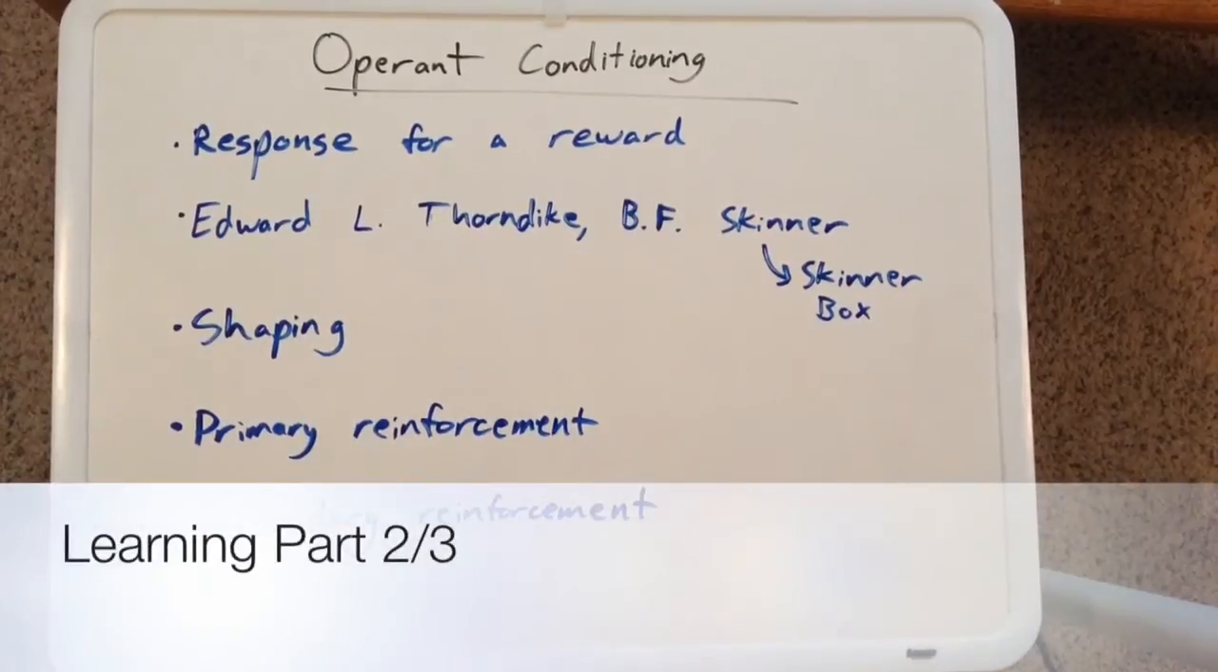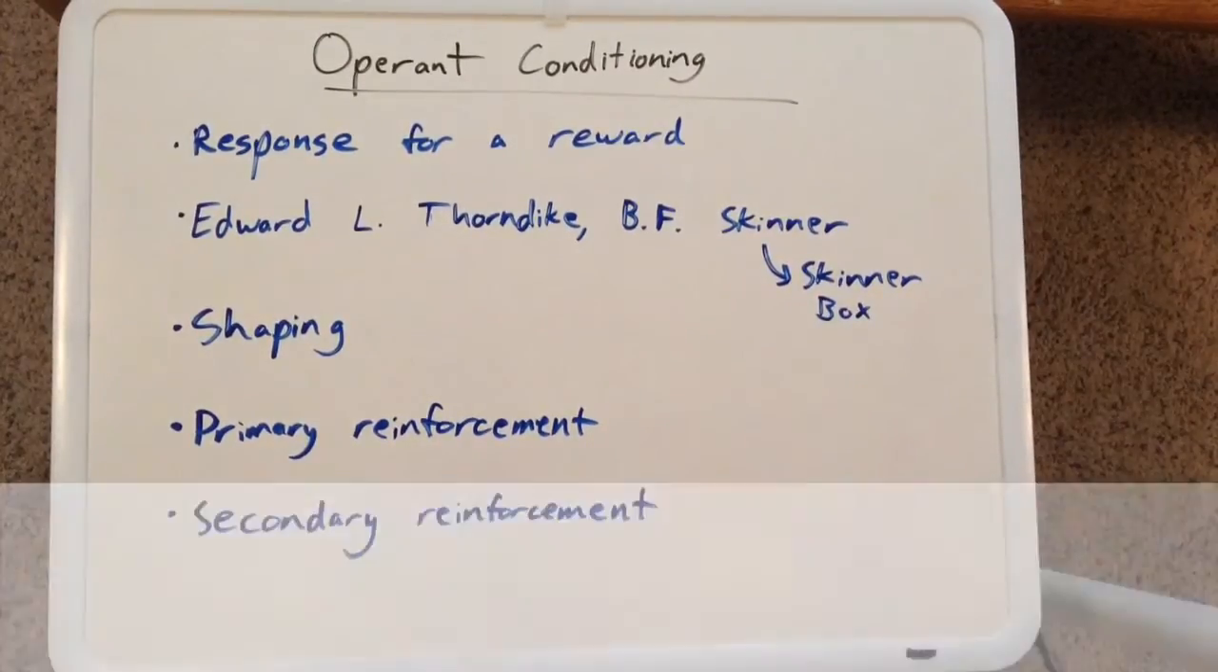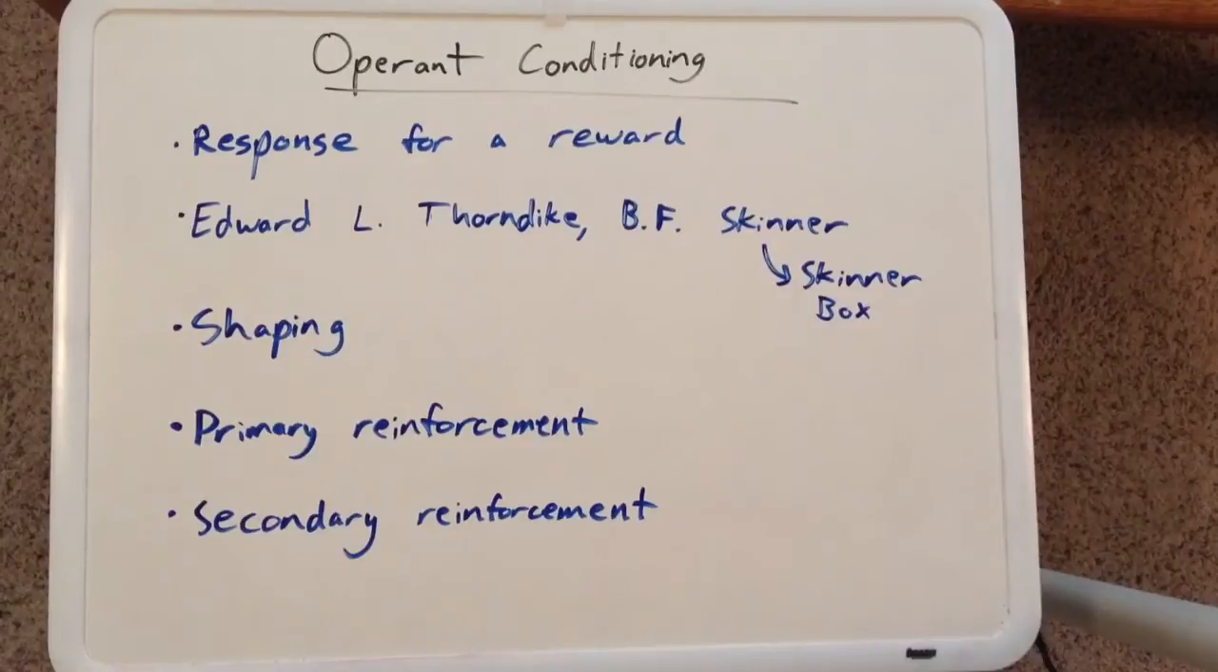Okay, so the second type of learning and conditioning we're going to talk about is operant conditioning. This is basically learning by an organism making a response in order to obtain a reward of some sort. This was first theorized by Edward L. Thorndike in his Law of Effect, but it was really first studied and pioneered by B.F. Skinner, who's known for the Skinner box.